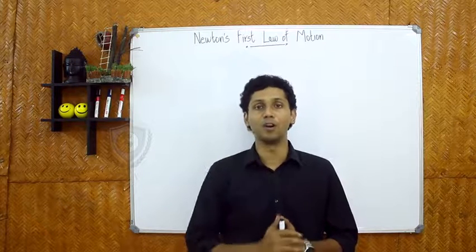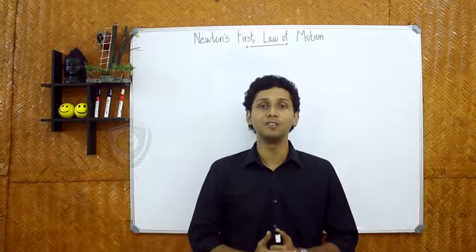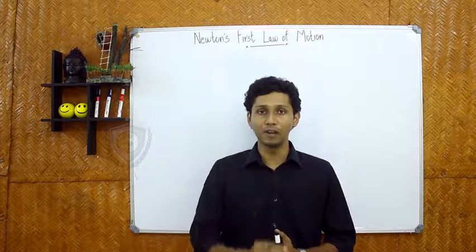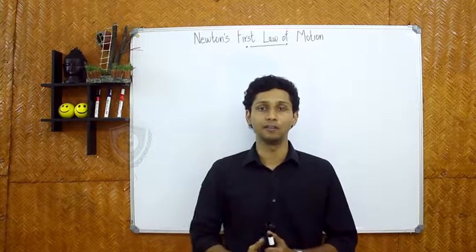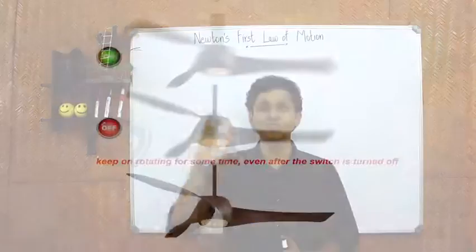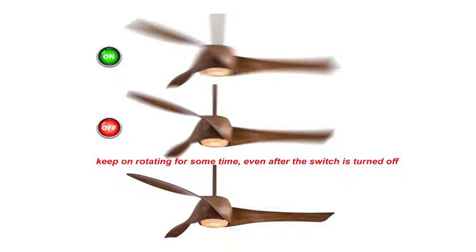Now we will consider one more example. All of you must have seen the fan, right? We know that when we switch on the power, the leaves of the fan rotate. Just imagine someone switching off the power. Even if the power is not there, the leaves of the fan continue to rotate for some more time. As time passes, gradually the velocity of the rotation decreases, and finally the leaves of the fan reach the state of rest.